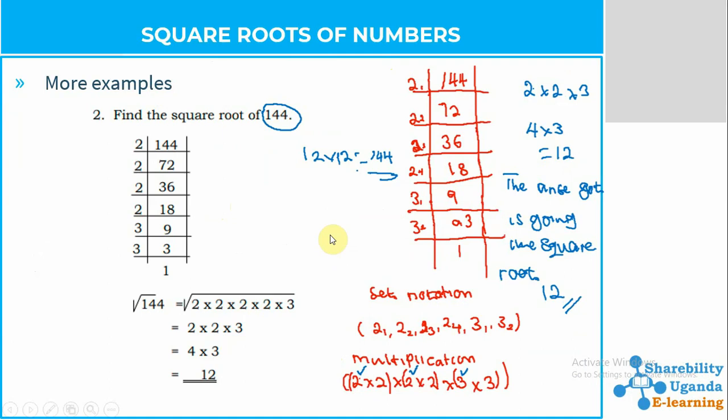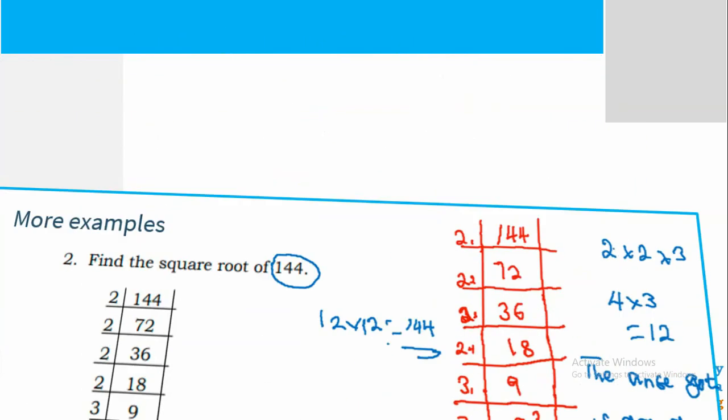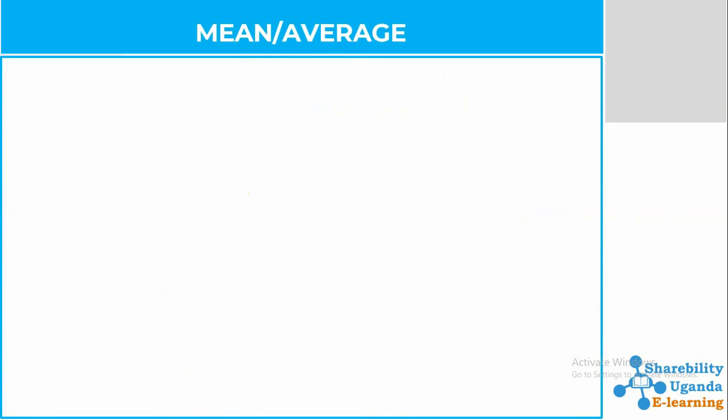And we looked at what we call the ladder method. We can derive our square root using the ladder method, which is prime factorization. And also, we can use another method that we explained. That is by looking for the number that can be multiplied by itself to get the number. When they give you a number in this form, they want you to find out which number was multiplied by itself to get that number.